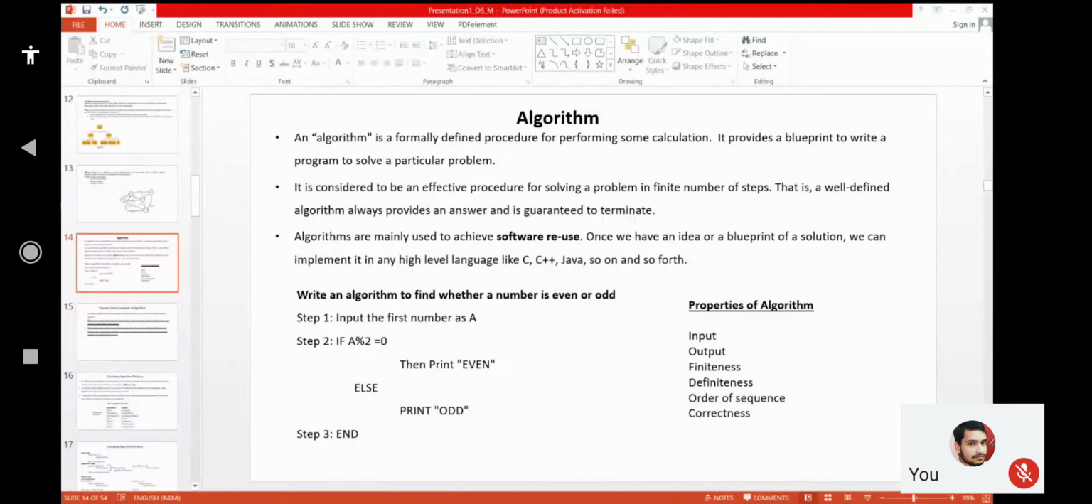Now, the properties of algorithm. This is also a very important thing. What are the properties of algorithm? There are several properties of algorithm.